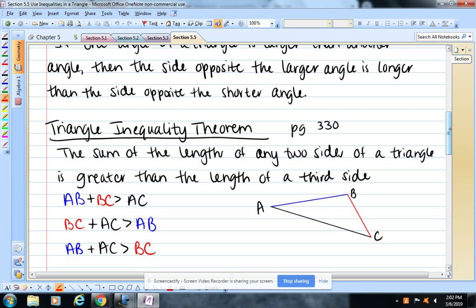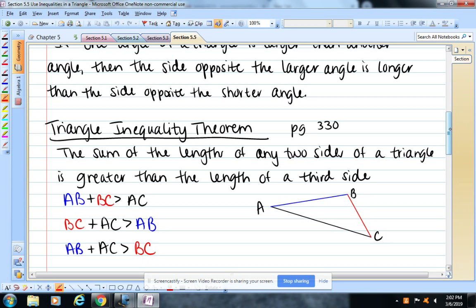And here's how you're going to figure it out. The sum, what does sum mean? You're going to add them together. So if I add two lengths of any two sides of a triangle, it must be greater than the length of the third side. So if I add any two lengths of any triangle, their sum added together must be greater than the third side. All right? So say I have this triangle, I'll do small numbers. 3, 4, 5.